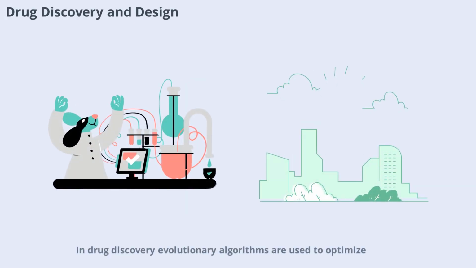In drug discovery, evolutionary algorithms are used to optimize molecular structures and identify promising drug candidates. By simulating the process of natural selection, these algorithms can efficiently search through millions of possible compounds, selecting those with the highest potential for effectiveness and safety. This accelerates the drug development process and increases the chances of finding successful treatments.